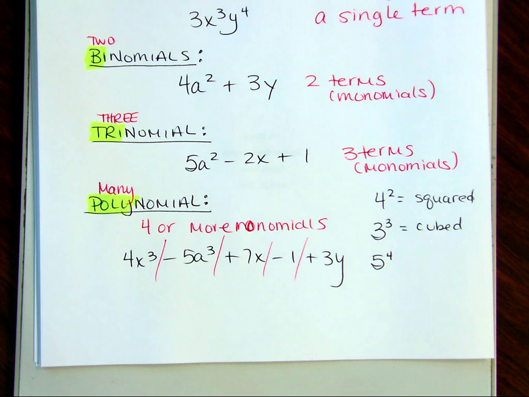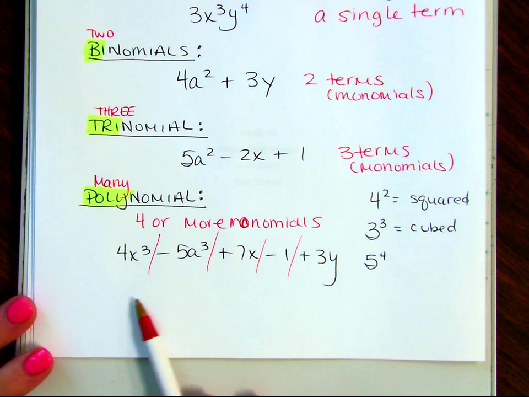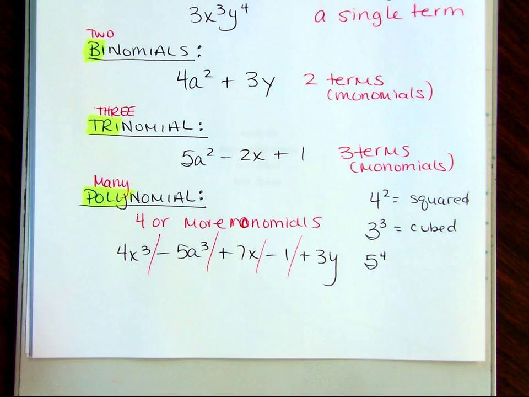Mono means 1, bi 2, tri 3. Anything above 3, 4 or more, you're just going to call it a polynomial, okay? Sometimes you'll see a polynomial with 5 terms, or a polynomial with 8 terms, you know what I mean? So you don't have to just call it a polynomial, but that's good enough as long as it's under that umbrella, okay?